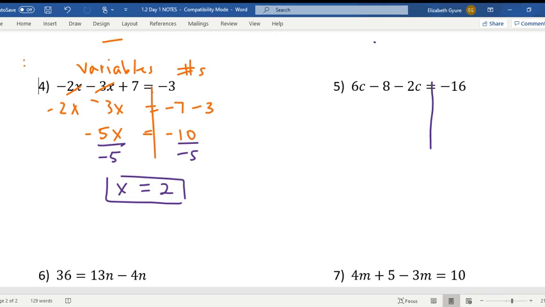So, Asia, 6C, did you leave it there or did you move it? You leave it, good. Corey, the -8, should we leave it there or should we move it over? Move it over and switch it from a negative to a positive. Anytime you move it, make sure you make it the opposite sign. Good. Alex, negative 2c, leave it there or move it over? Leave it there. Good. And then Dallas, the negative 16, leave it there or move it over? Leave it there because it's already on my number side. Good. And that looks like a 2.